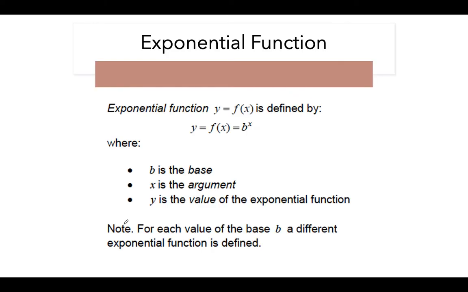First, let's define what exponential function is. So exponential function is defined by y is equal to b^x. So as you can see, b is the base, and x is the argument, and y is the value of the exponential function. In other words, the output. So keep in mind, for each value of the base b, you're going to get a different exponential function defined.